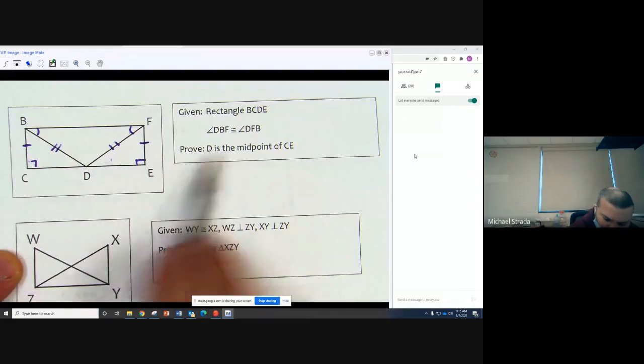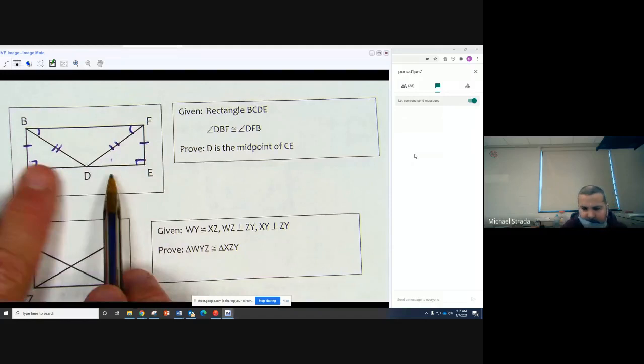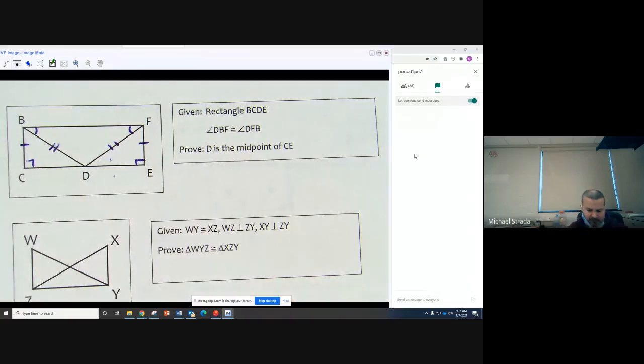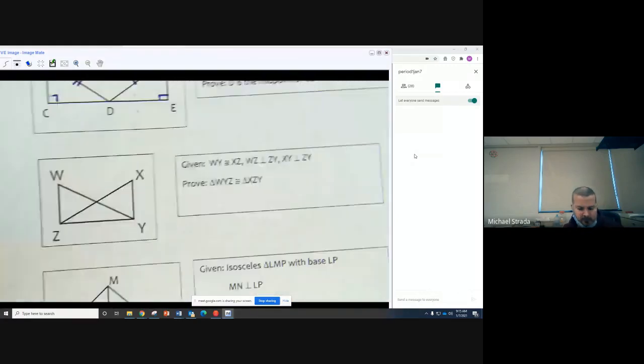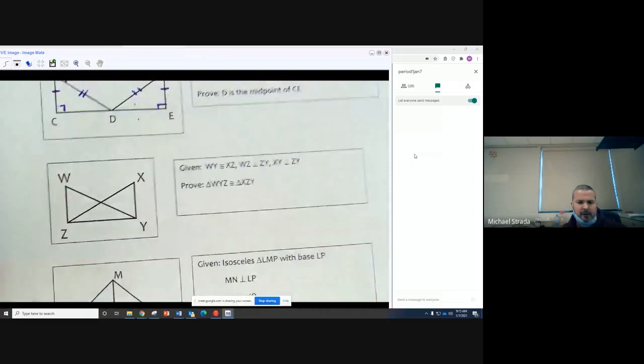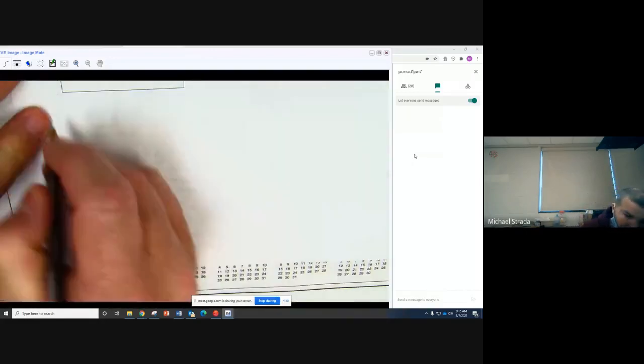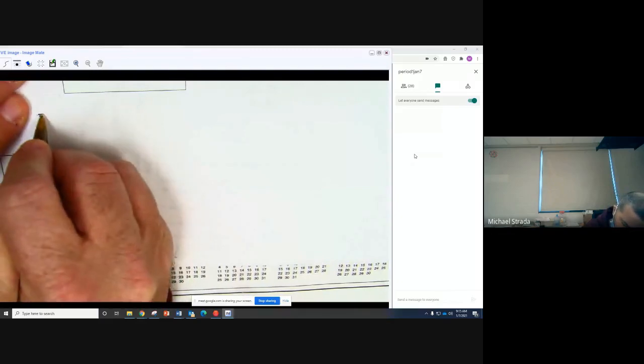We're trying to prove D is the midpoint of CE. So we need to prove these segments are congruent. That's going to be CPCTC. And then we'll end it up with the following proof. So, all right, I'm going to come down here where there's space and write it out. Rectangle BCDE.